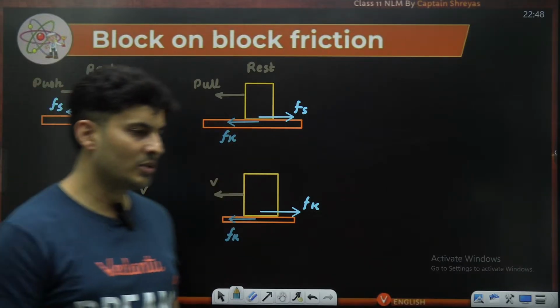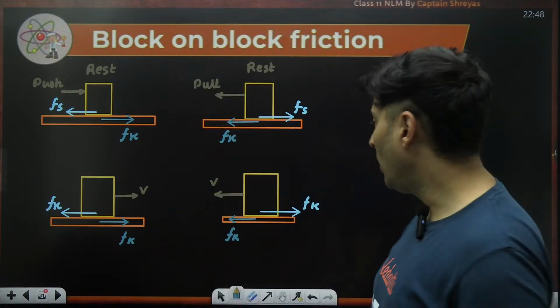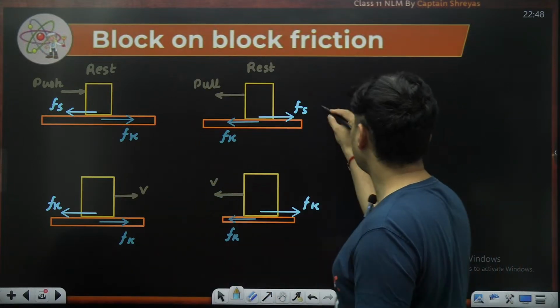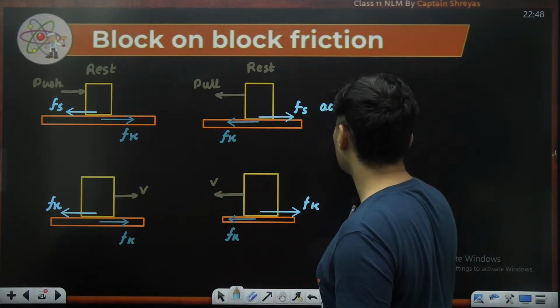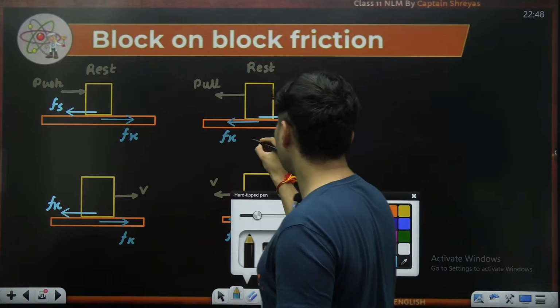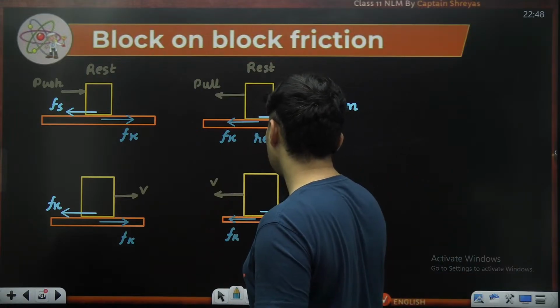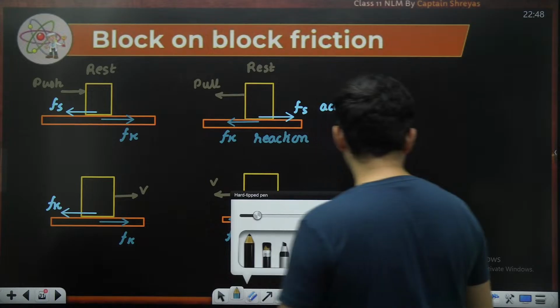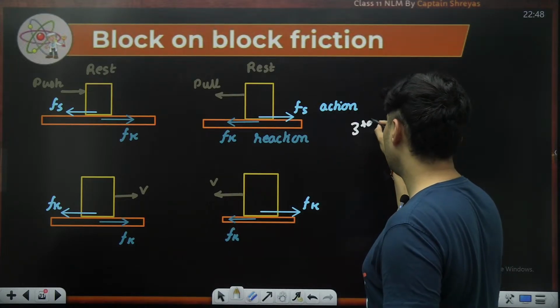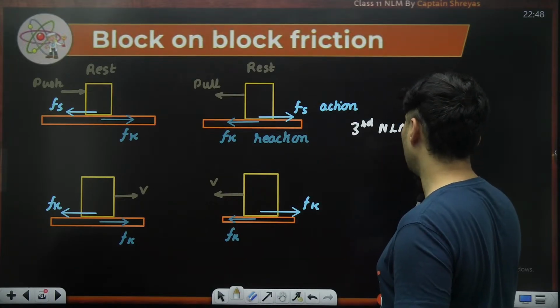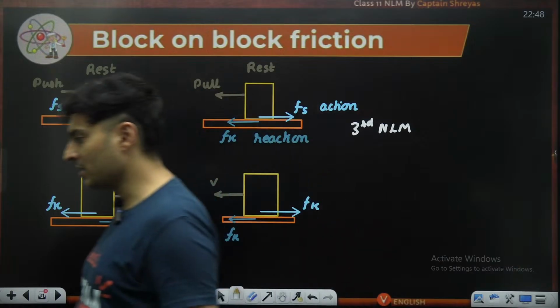Is that making sense to all of you? So all we have done is, if one force is an action force, the other force is basically reaction force. All that we have done is the third Newton's law of motion.